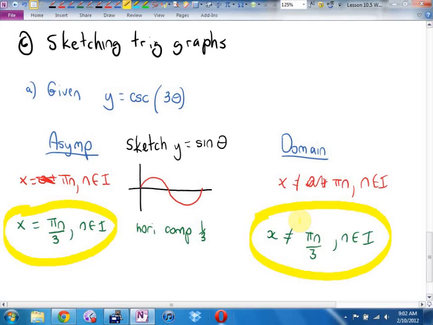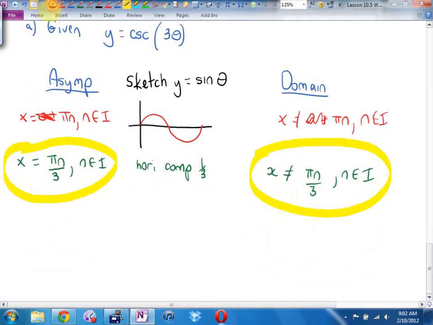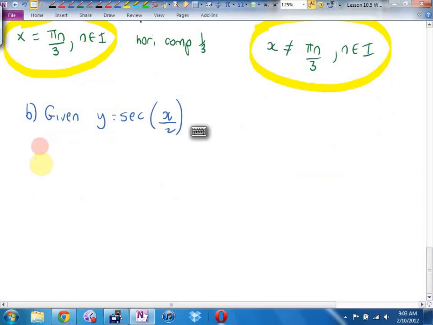Secant, little trickier. Given y equals the secant of x over 2, tell me the asymptotes. Tell me the domain. The short answer here is, I don't know, I derive it. I know that secant goes with which trig function?